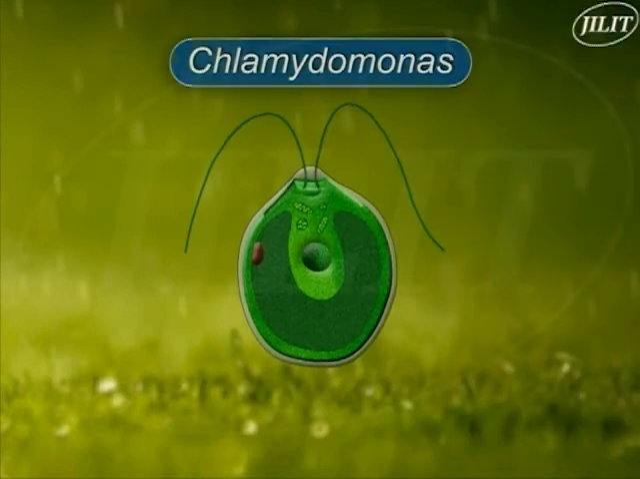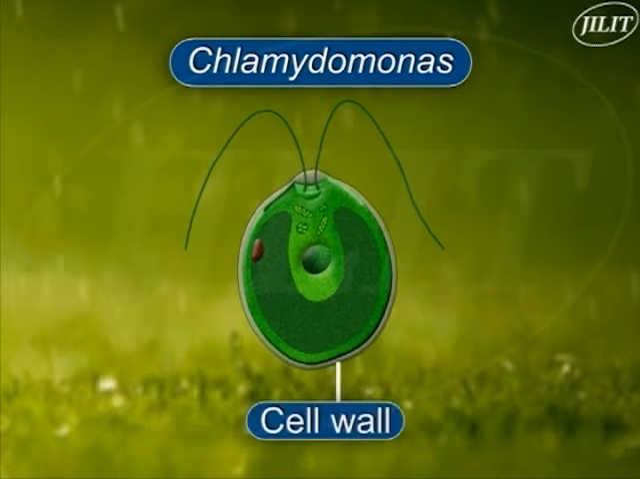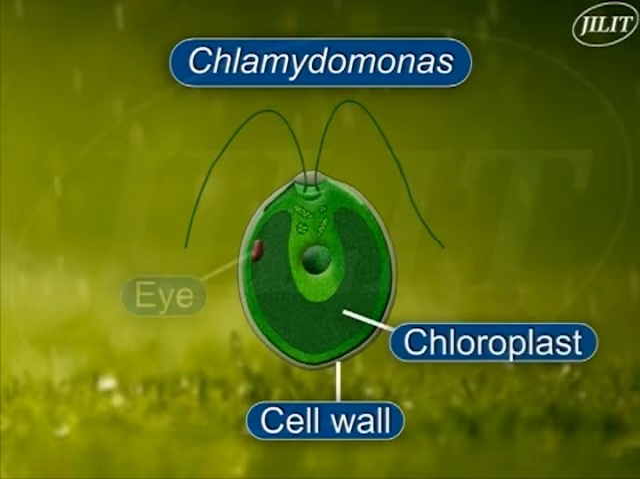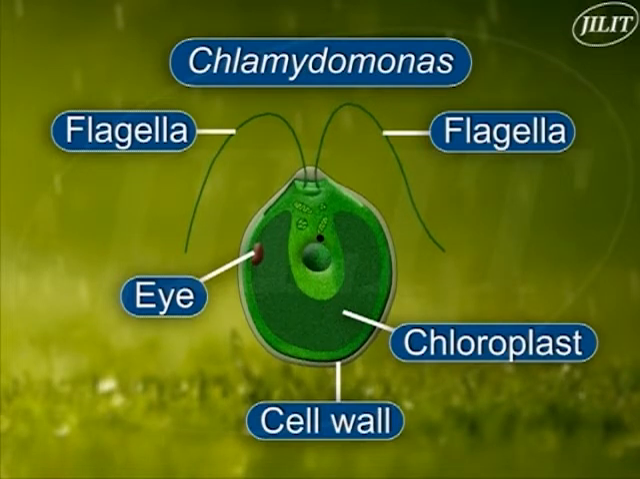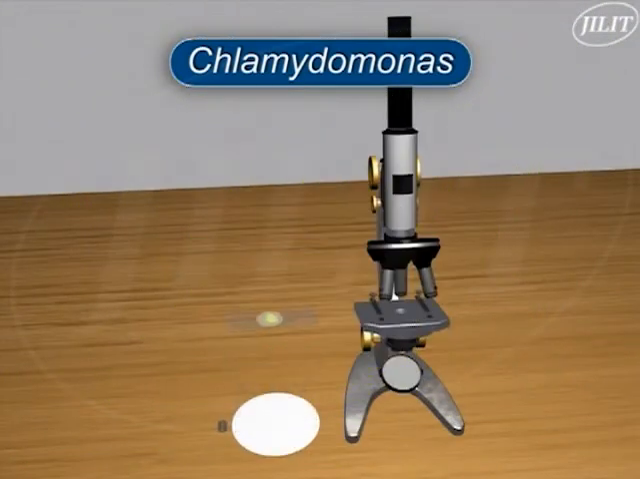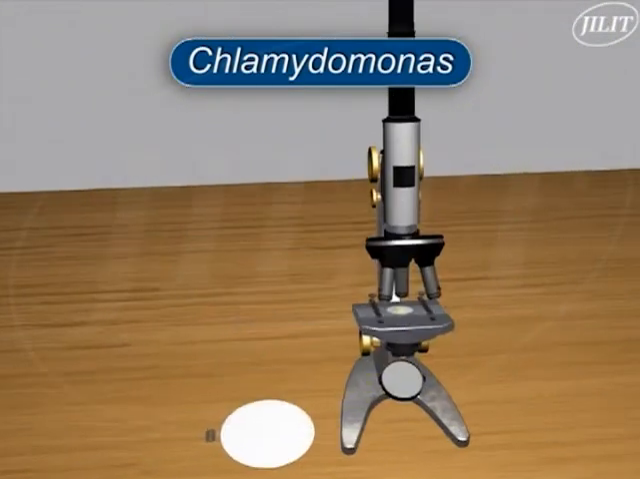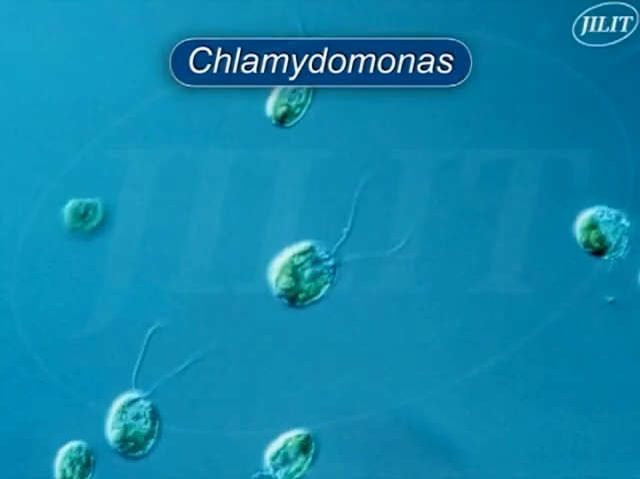This is Chlamydomonas. It is a type of unicellular green algae. Chlamydomonas has a cell wall, a chloroplast, an eye that perceives light, and two anterior flagella. When we prepare a slide of lake water, Chlamydomonas can be easily seen.